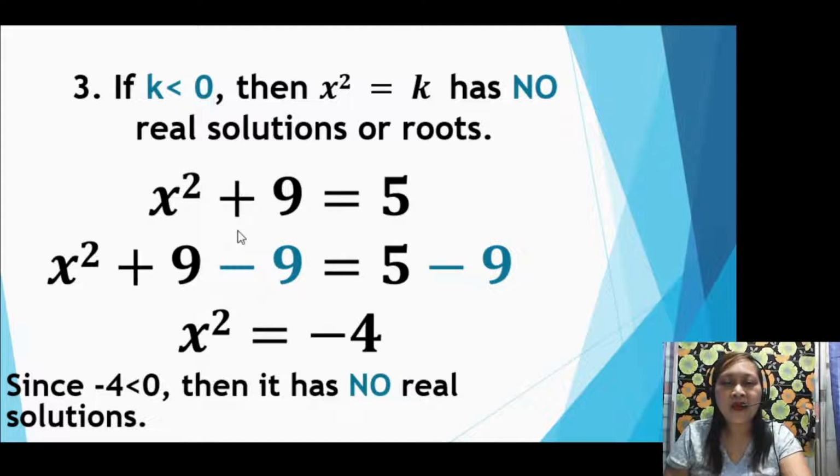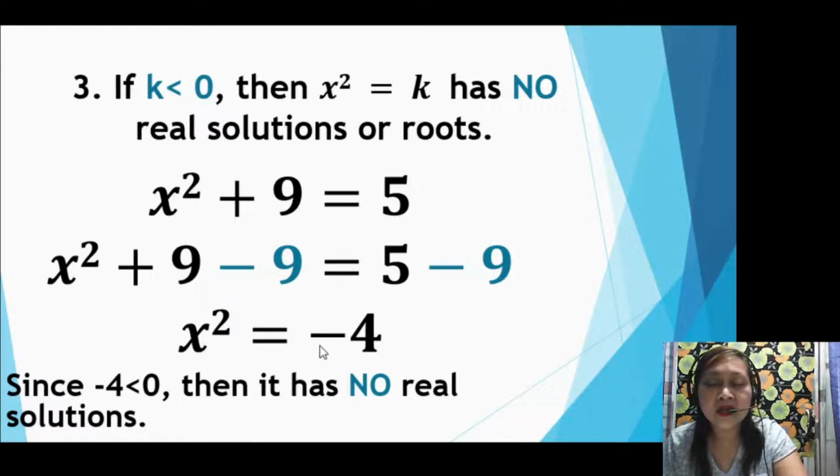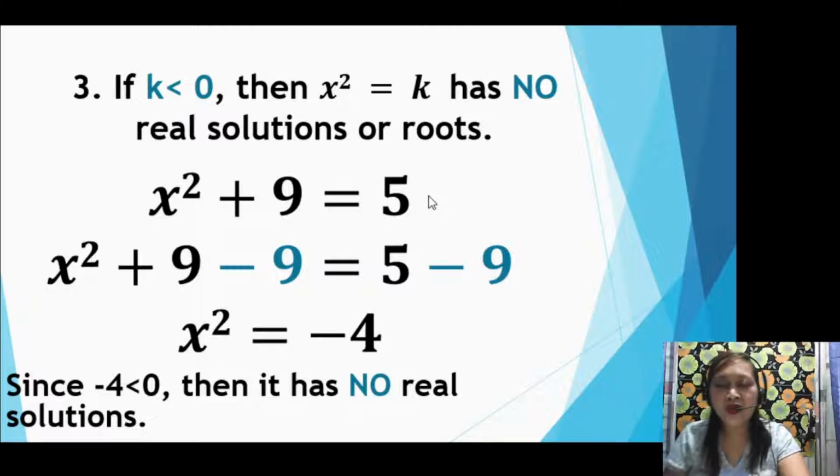Now, let's take this example again. x squared plus 9 is equal to 5. We will get the opposite of positive 9 to isolate the quadratic term. Always remember that the quadratic term should be on the left side of the equation and the constant term is on the right side of the equation.